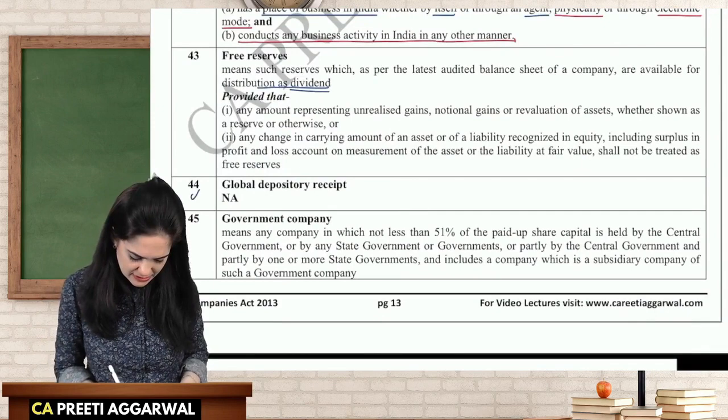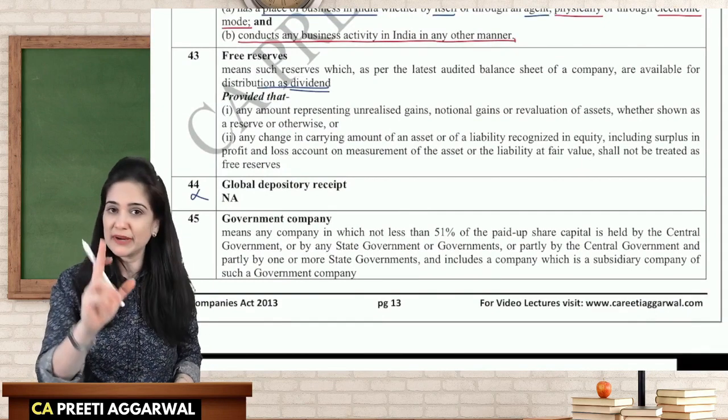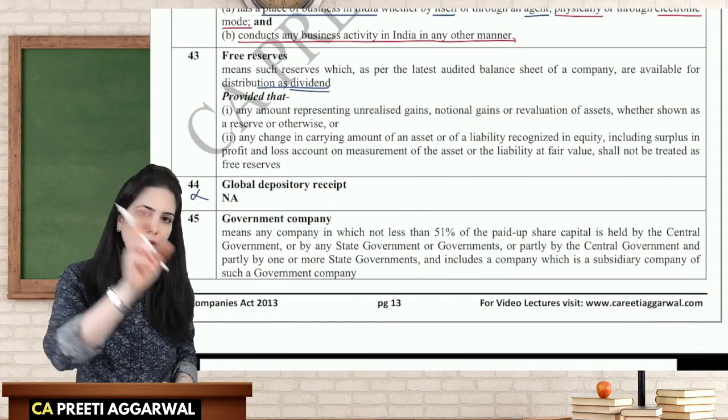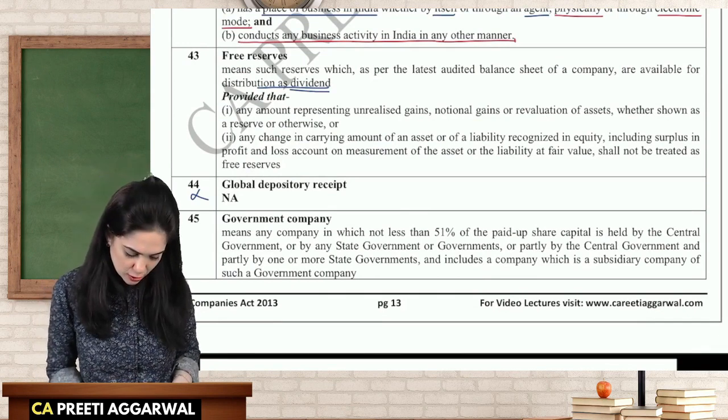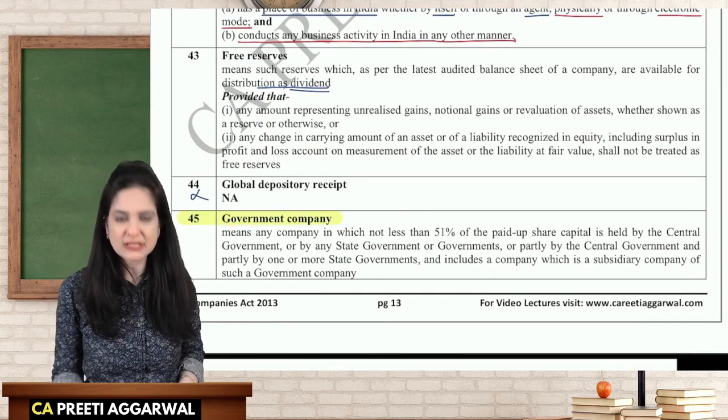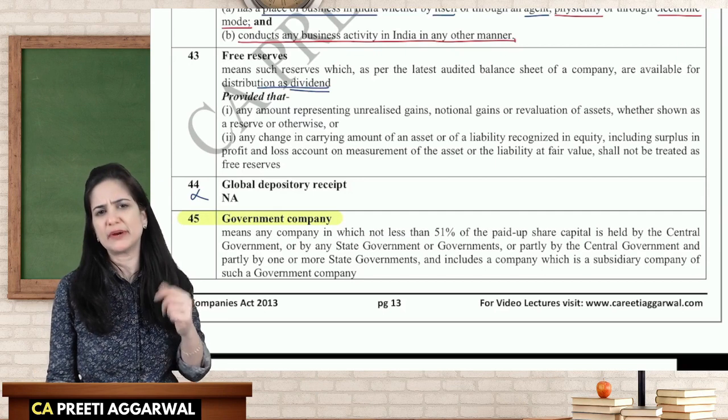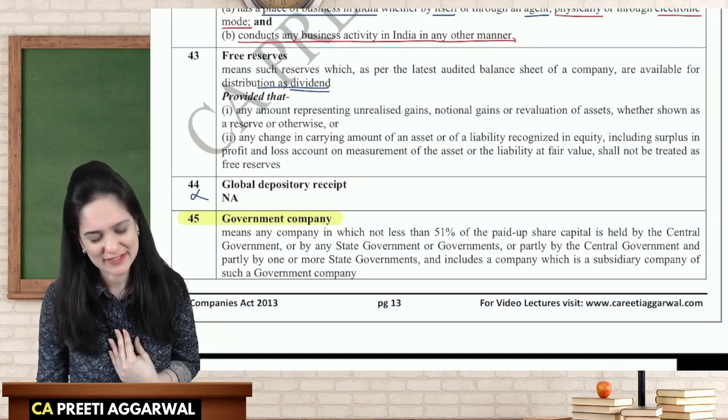Global depository receipt is not covered. Government company, important for exam, along with a clause number. So clause 45, it defines a government company. What is a government company? You know the definition. I am aware of that.